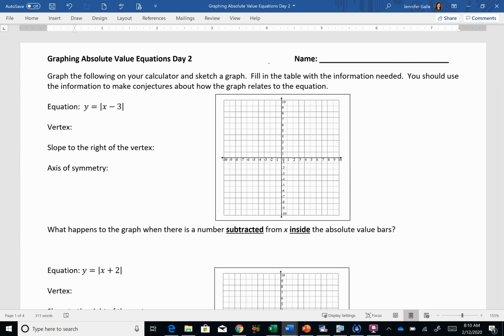Yesterday we reflected our graph. We stretched it, which made it skinnier. We compressed it, which made it wider. Today we're going to keep building on that. Now we're going to start moving our graph around a little bit.